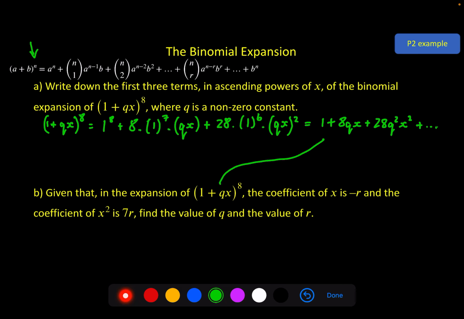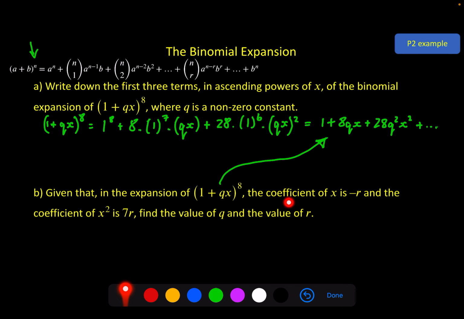So in the expansion of this, which is up here, the coefficient of x is minus r, and the coefficient of x squared is 7r. Find the value of q and the value of r. So this question is leading us through to the point where we can create simultaneous equations, because we know the coefficient of x up here is 8q. And they're telling us here the coefficient of x is minus r. So 8q must be equal to minus r.